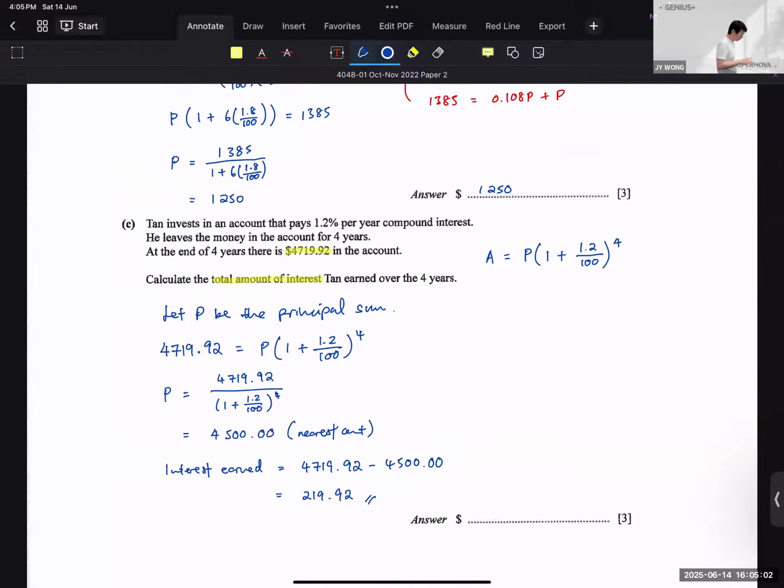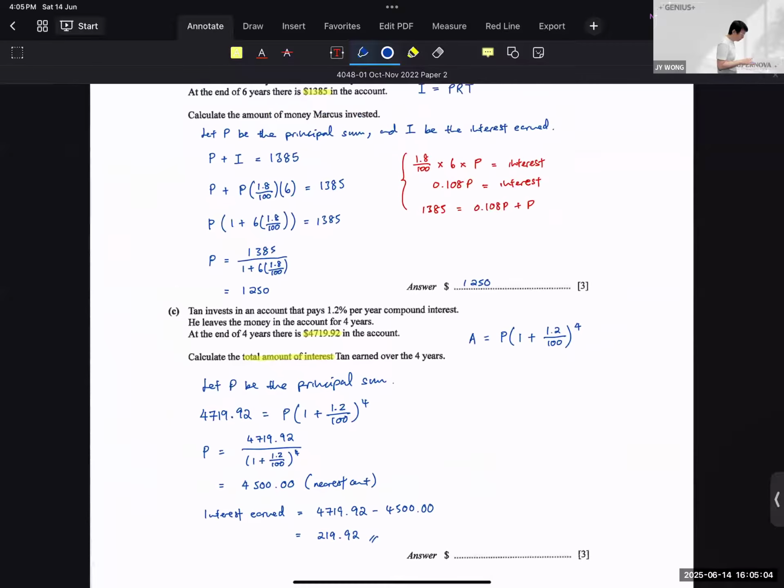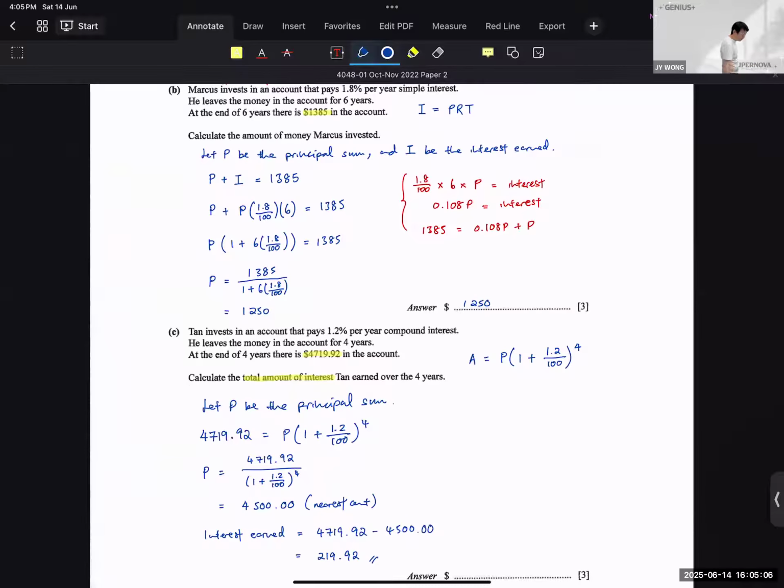So actually, both applications of simple and compound interest, they decide to test this year, and you realize they test it for a total of 6 marks. If you really think about it, very free marks here. All right, let's move on.